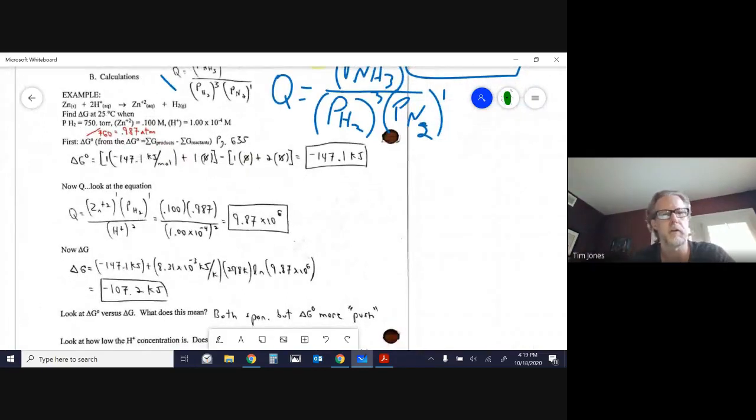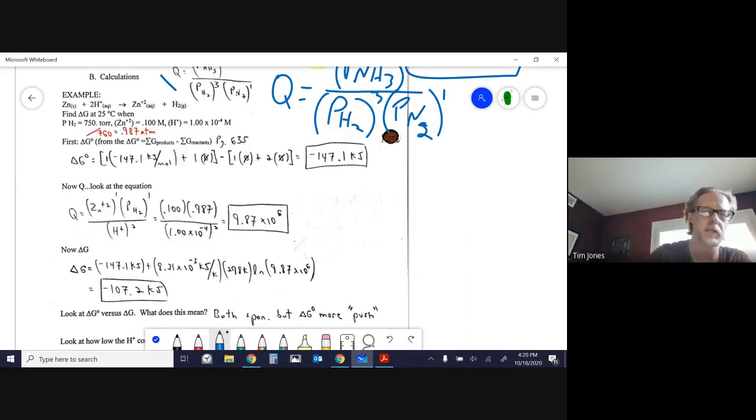Let's take a look at an example. So what I have here is a reaction we saw in the last unit. Zinc solid reacting with an acid, forming a dissolved zinc ion and hydrogen gas. And we talked about this reaction. This is one in which often when you have a metal and an acid, they will react to form hydrogen gas. So, based on experience, this is likely to be a favorable reaction.